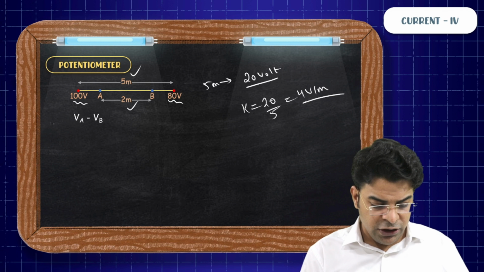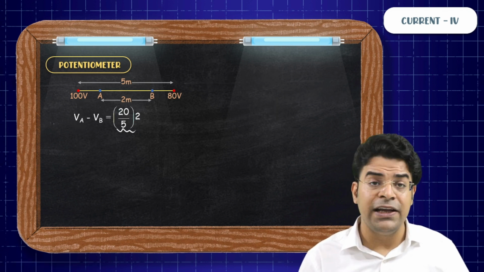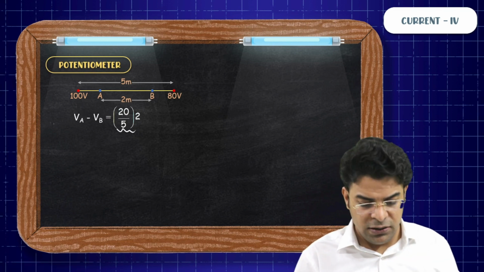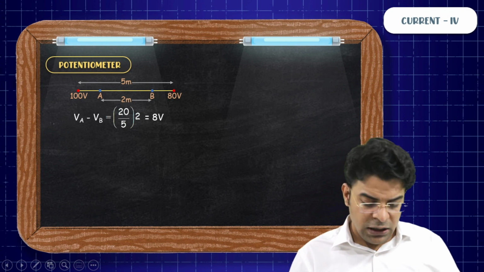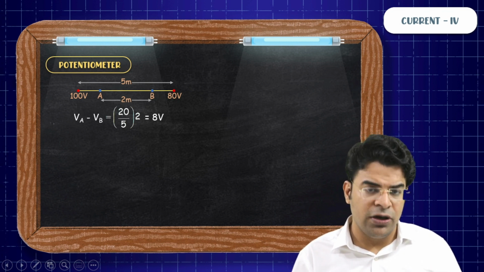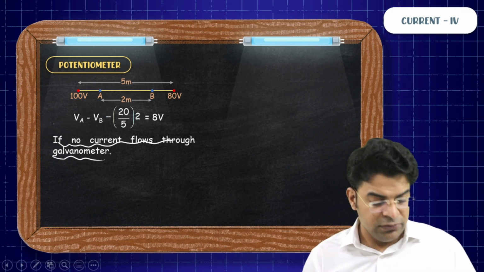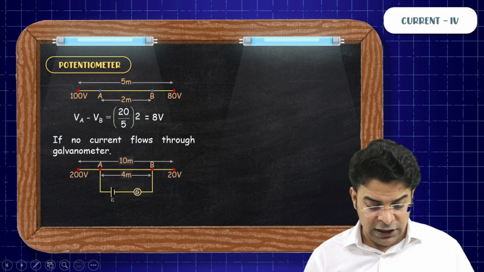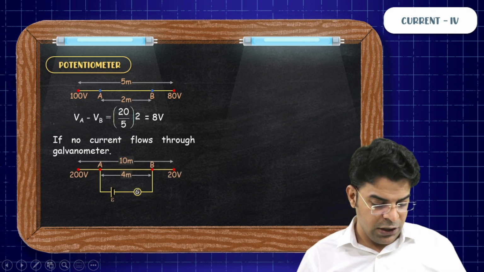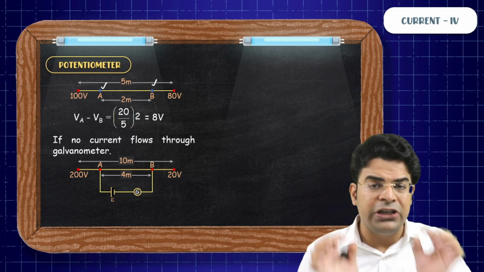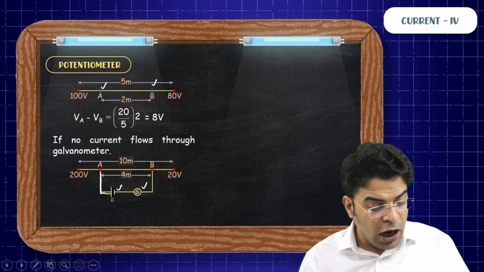Simple. So you will say VA minus VB equals 20 by 5, the potential gradient, the potential drop per unit length, multiplied by length, that gives you 8 volt. Easy. Now let's understand potentiometer a little bit more. If no current flows through the galvanometer, in which case you have got here this circuit. So what is this circuit? Do not worry. Look at it carefully. Rather than just giving you 2 points A and B, now I have connected a battery and a galvanometer.